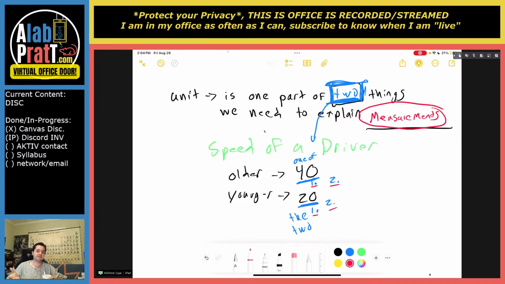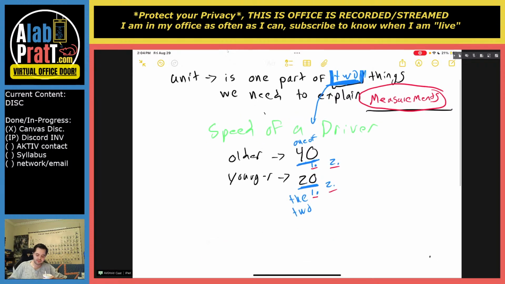Because these numbers aren't enough, is what I'm trying to say. The numbers on the page, right? This number of 40 and 20 is meaningless.